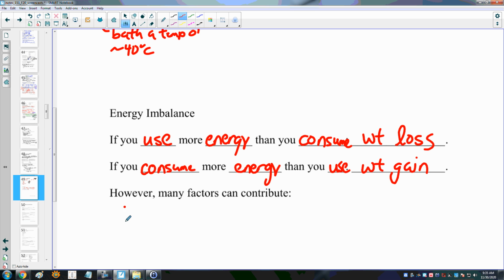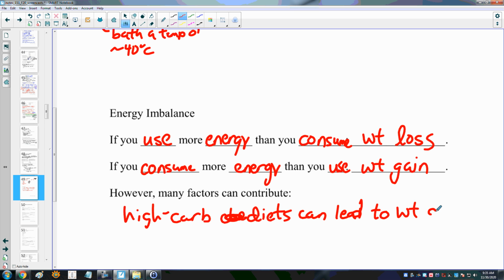High-carb diets can lead to weight gain, actually changing your body chemistry, as those carbs change into fats. And then also, of course, there can be genetic, I don't want to say issues, just genetic facts about you that may make this more difficult.